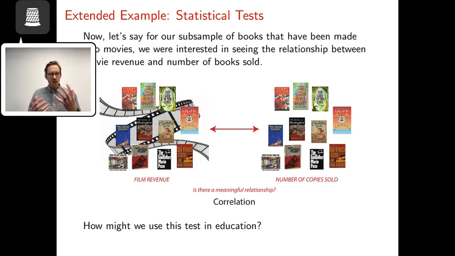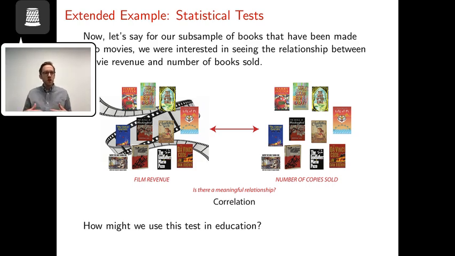Now, in this case, notice the two variables we have. We have movie revenue, which is a number, and number of books sold, which is a number. And the idea is we can use a correlation test to see the degree to which those two numbers move or don't move together. That's a correlation. So how can we use this test in education?